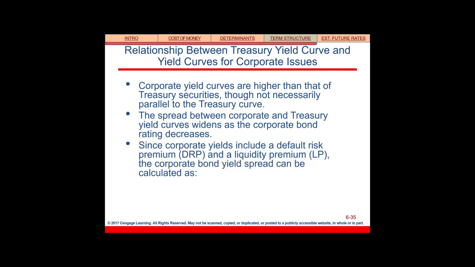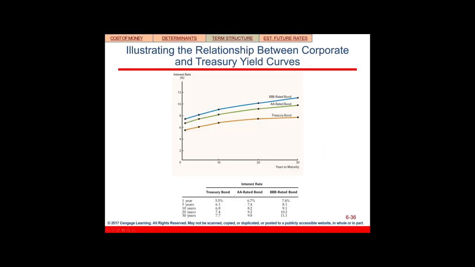Since corporate yields include a default risk premium and a liquidity premium, the corporate bond yield spread can be calculated as this one. So the corporate bond yield spread will be equal to corporate bond yield minus treasury bond yield, which equals the default risk premium plus the liquidity risk premium. So this is the corporate bond yield spread.